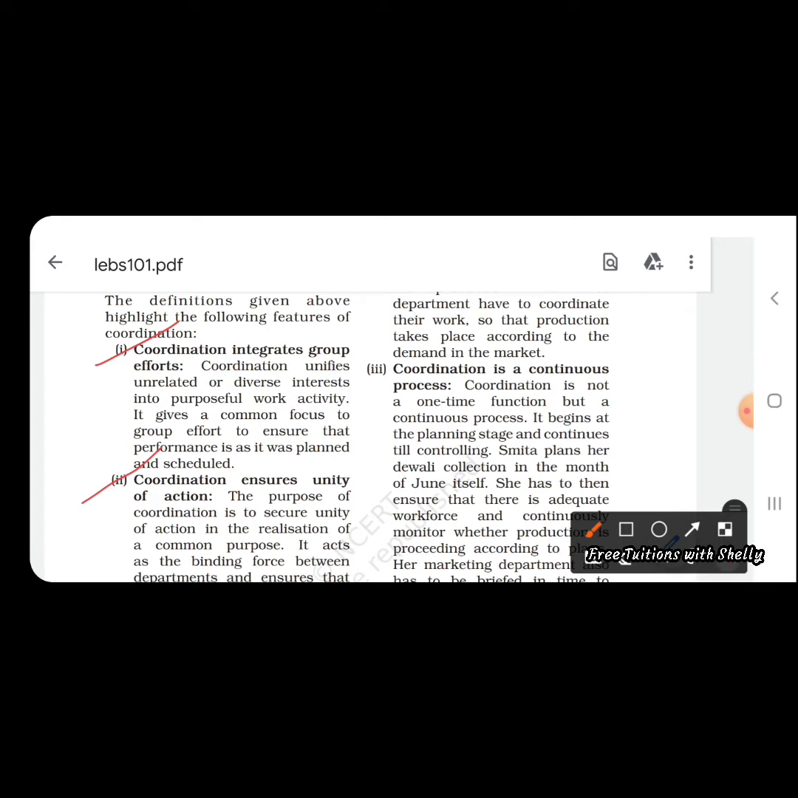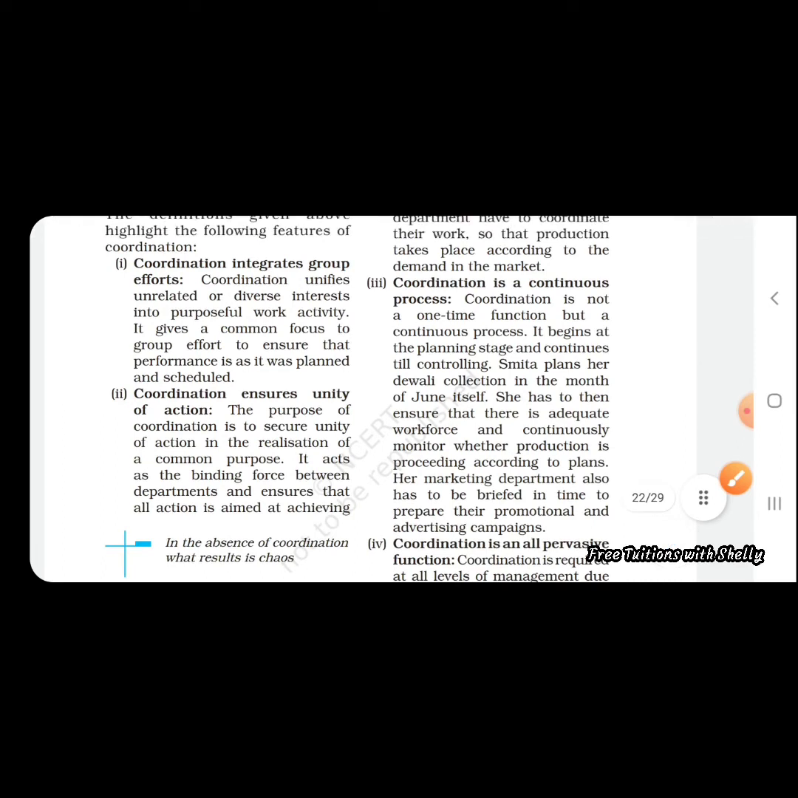It acts as a binding force between departments. That is, one department has a connection with the other department. If finance management knows how much money is needed, then only he can collect the raw materials, then only the production department can produce the goods, and when a good is produced, the sales department can sell those goods. So each department is interlinked and interconnected.